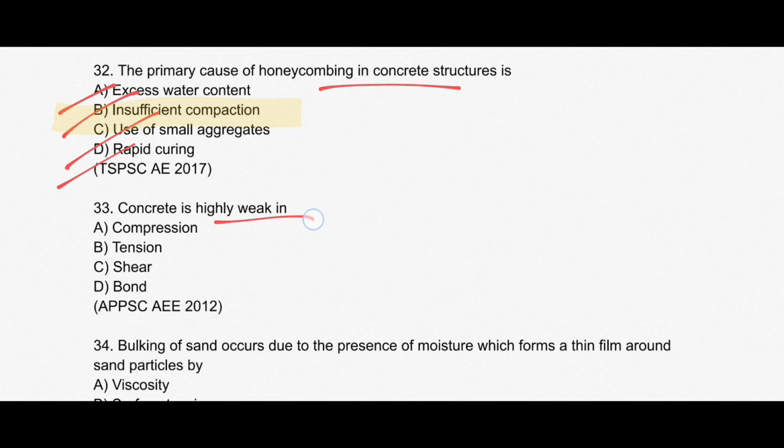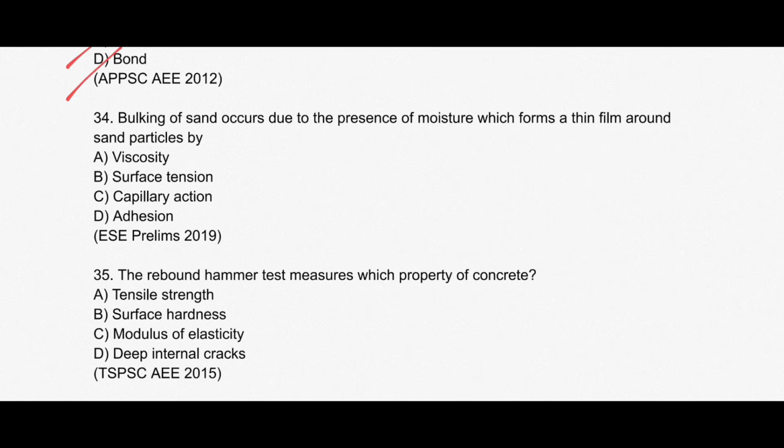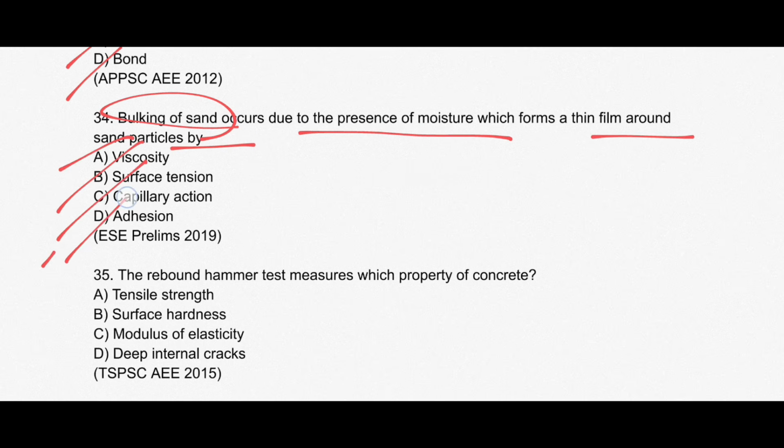33rd question. Concrete is highly weak in A compression, B tension, shear and bond. So the answer is option B, that is tension. Concrete is very weak in tension. 34th question. Bulking of sand occurs due to the presence of moisture which forms a thin film around sand particles by viscosity, surface tension, capillary action, adhesion.